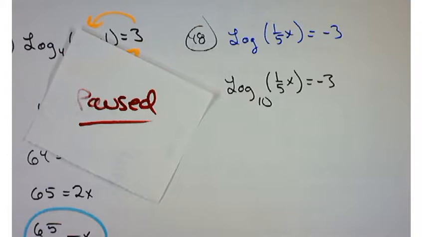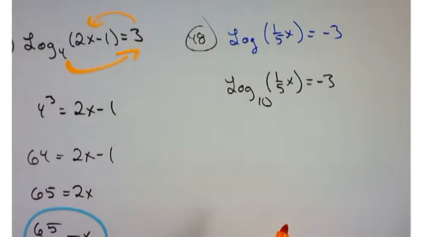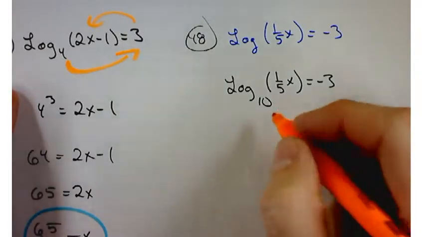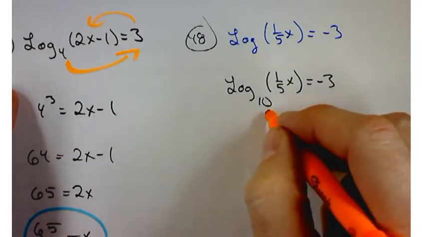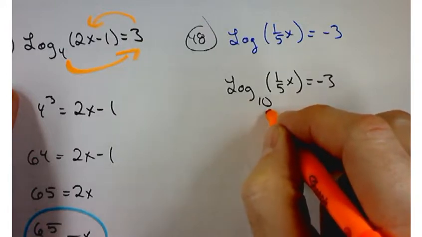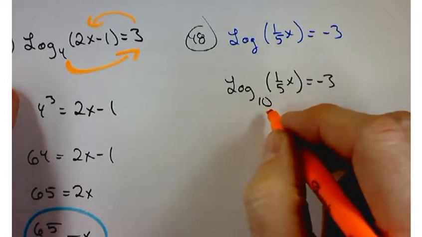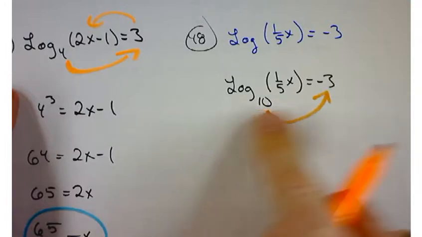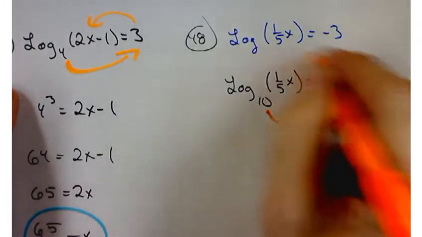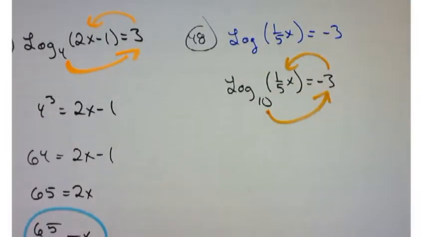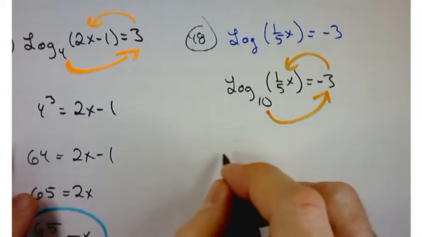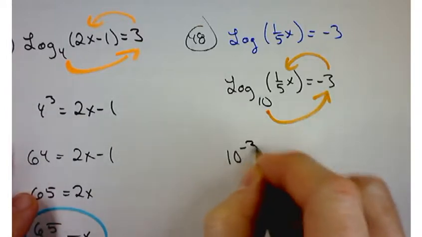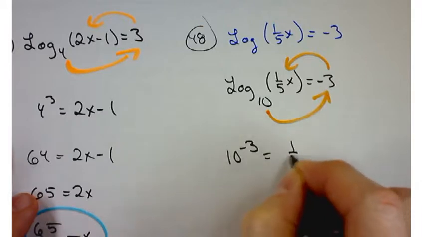Katie, want to give that one a shot? What's this look like if I rewrote it using exponents? Someone want to help? Always start with the base to this power equals that. So there's a couple voices back there helping out. Thank you. 10 to the -3rd equals 1/5 x.